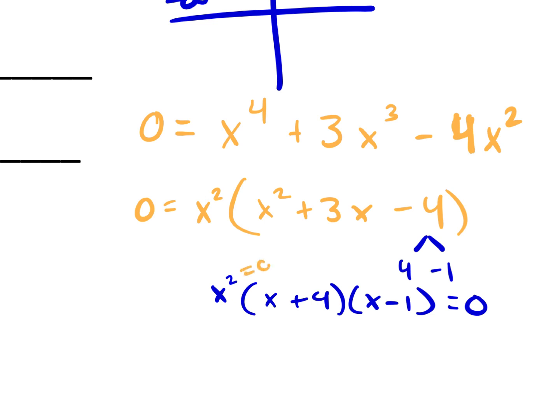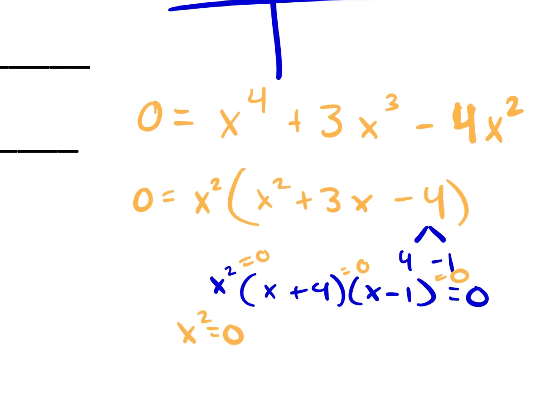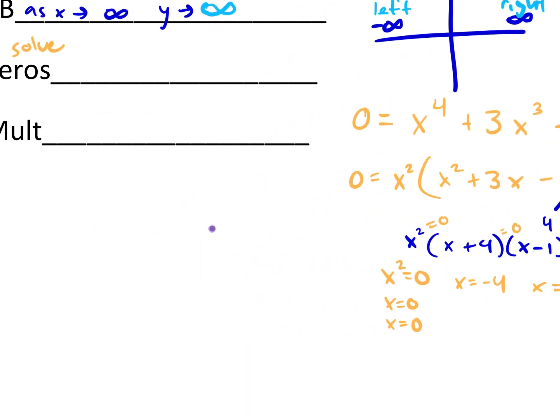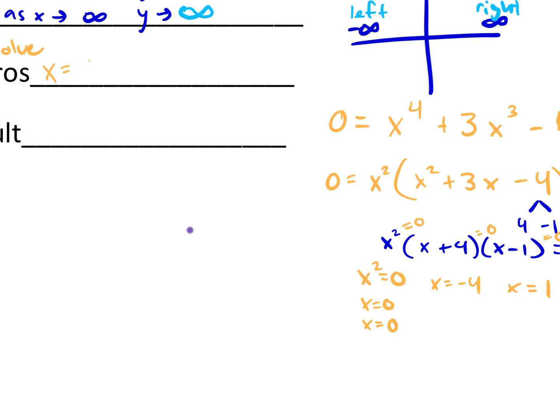So when we set each piece equal to 0, x squared is equal to 0, which just means that I have 2 zeros as answers. And then x is equal to -4 and x is equal to +1. So our zeros would be 0, 0, -4, and +1. You have to put both zeros.